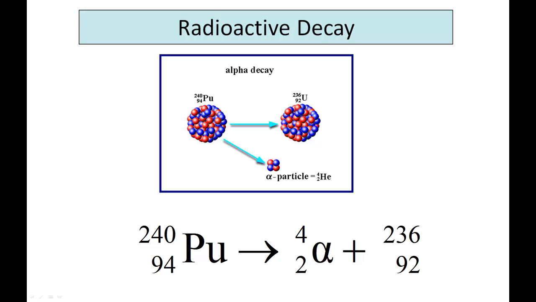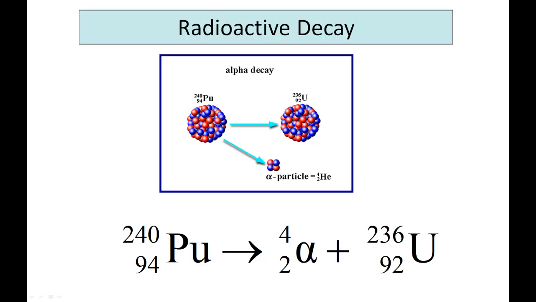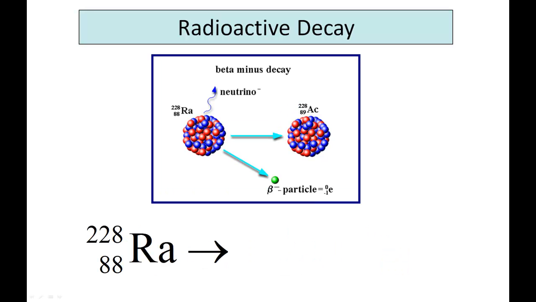Since we've lost 2 protons from our original nucleus, we now only have 92 in our nucleus. That cannot be considered plutonium anymore and is now considered uranium. The next type of radioactive decay is beta decay. This is when a neutron turns into a proton and an electron. The proton remains in the nucleus and the electron escapes out of the nucleus.